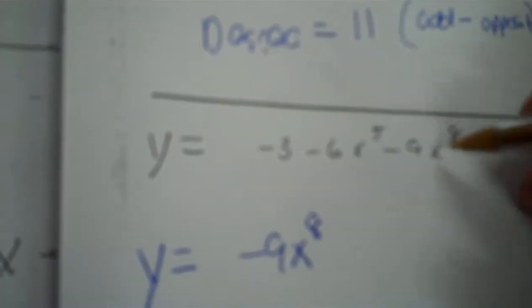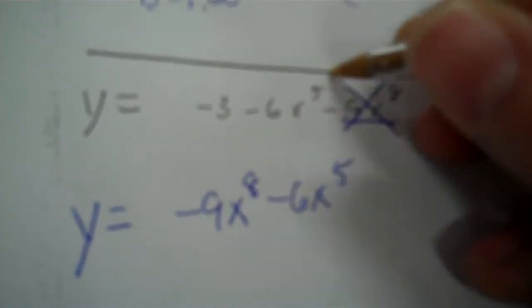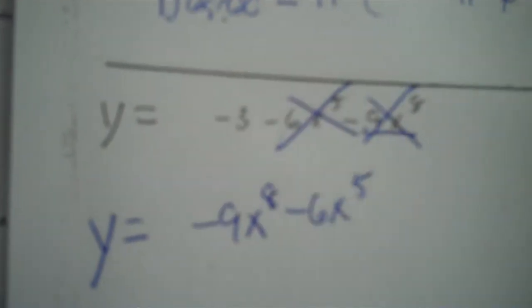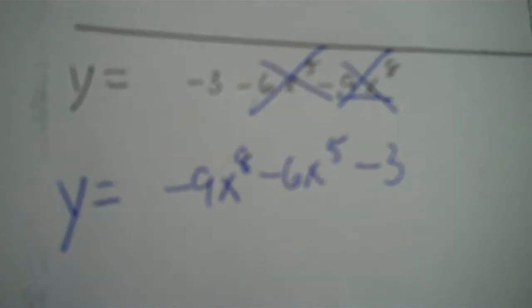Okay, next one, y equals negative 3 minus 6x to the 5th power minus 9x to the 8th power. So I rewrite that in standard form. x to the 8th is your highest, and it's a negative 9. Minus means that's a negative, so negative 9x to the 8th. That's the only one we got. Then x to the 5th, and that's it for x's, and then I just have my constant, minus 3.